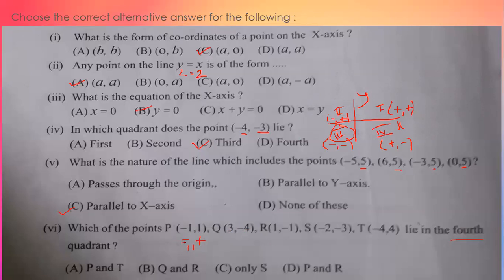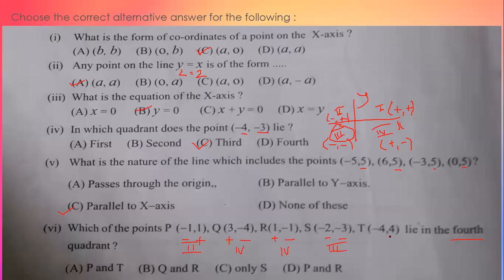Here in point Q, the first coordinate is positive, the second coordinate is negative. So this will be in the fourth quadrant. Point R, the first coordinate is positive, the second coordinate is negative. So this point is again in the fourth quadrant. S -2, -3, the first coordinate is negative and the y coordinate is also negative. So both the coordinates are negative, which means this point is in the third quadrant.